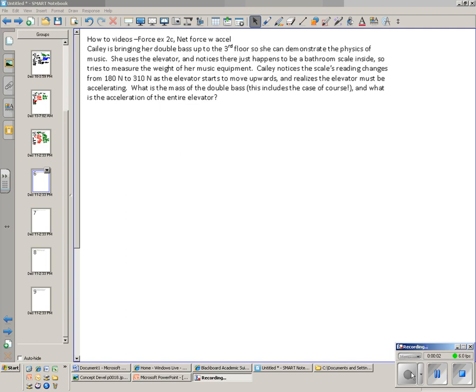This is how-to videos force example 2C, net force with acceleration. So we have someone in an elevator. Anytime you see something going on in an elevator, it means there's probably going to be some type of acceleration on the y-axis. But let's go ahead and point out the important information.